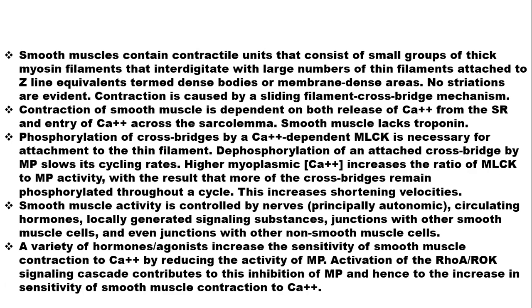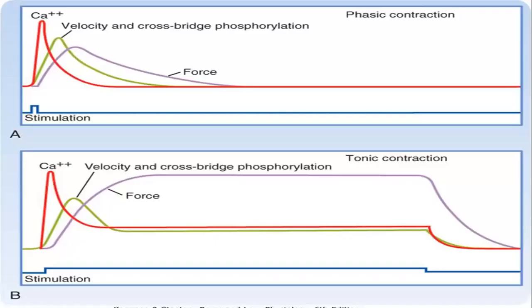Smooth muscle activity is controlled by the autonomic nervous system. It may be controlled by some drugs, some hormones also. A variety of hormone agonists increase the sensitivity of smooth muscle contraction to calcium by reducing the activity of myosin phosphatase. Activation of the Rho kinase signaling cascade contributes to this inhibition of myosin phosphatase and hence to the increase in the sensitivity of smooth muscle contraction to calcium. So we have seen these.